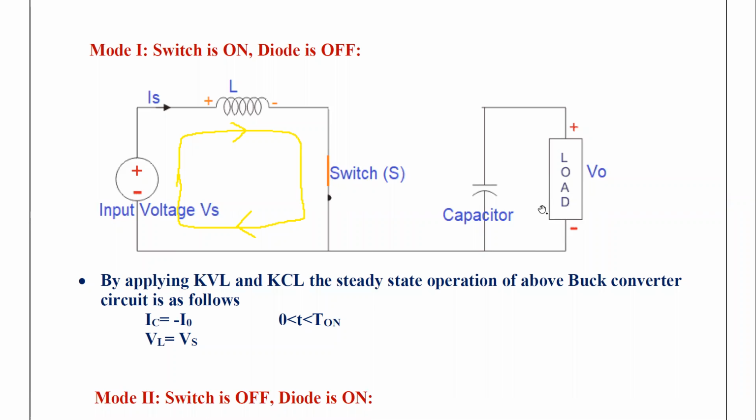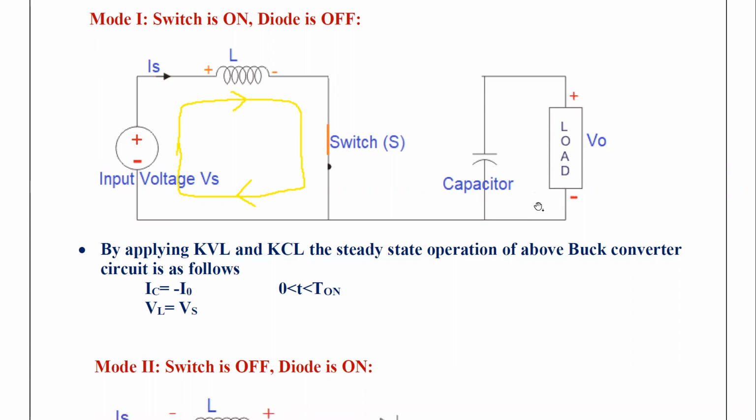IC is equal to minus I naught. But at the initial stage, there will be no output current. In that case, IC can be treated as 0. But generally, we represent it with IC is equal to minus I naught.